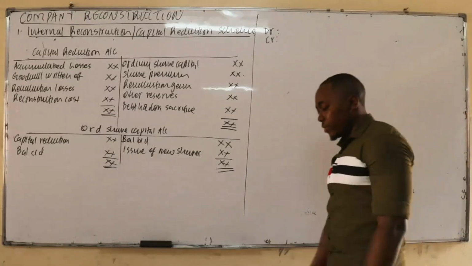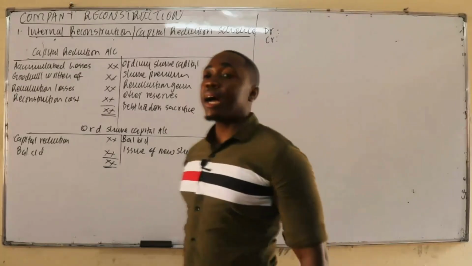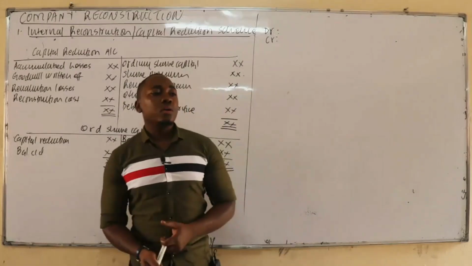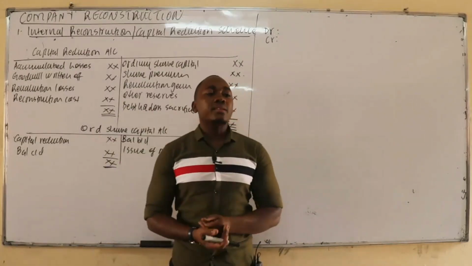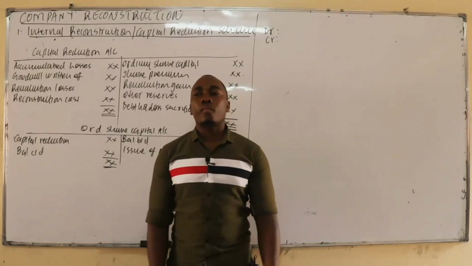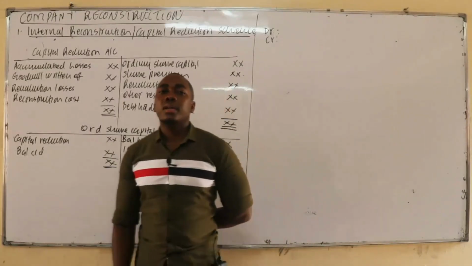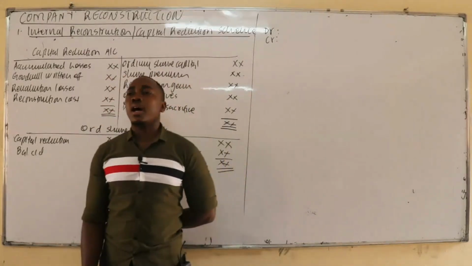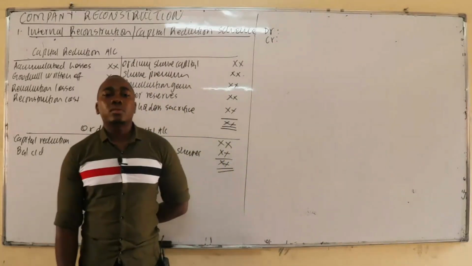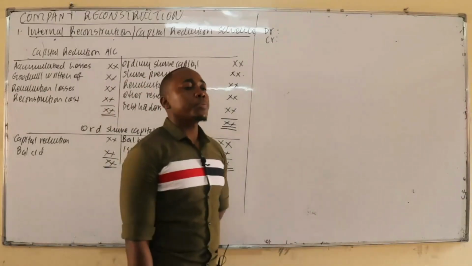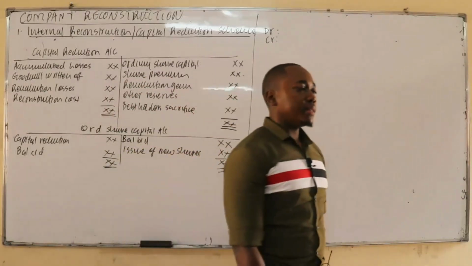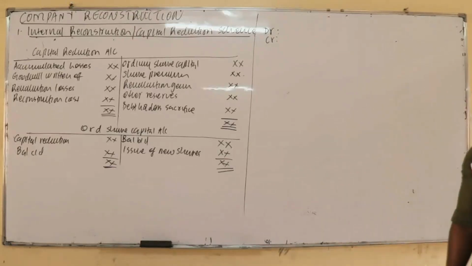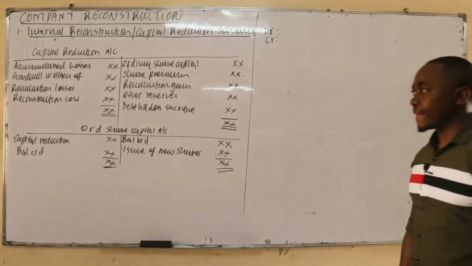Number four, with reduction in asset value, you debit capital reduction account, you credit asset account.